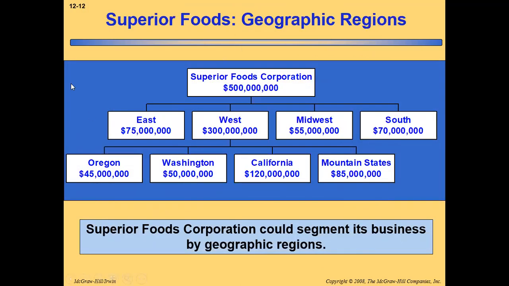Now I'll go to the next slide. And I can see this is a Superior Food Corporation. Okay, this is a super shop. They have several outlets: east, west, midwest, south. Like we can give an example of Shopno. You see Shopno has outlets in Dhaka, Chittagong, Sylhet, or other divisions. Then under that segment they have different areas like Dhanmondi, Uttara, separate area and separate reporting. So this type of reporting is basically on a geographic region basis.